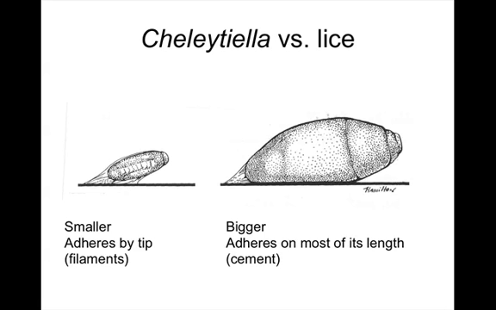The big difference between the two is the size and also the length of attachment. So with Cheyletiella, you have a smaller egg, and it's only adherent to the hair shaft by its tip, and you can see little filaments, whereas the lice eggs are much bigger, and it adheres to the hair shaft on most of its length. Do you see the difference here? It's mostly attached here, most of its length, whereas here it's only just really by the tip.